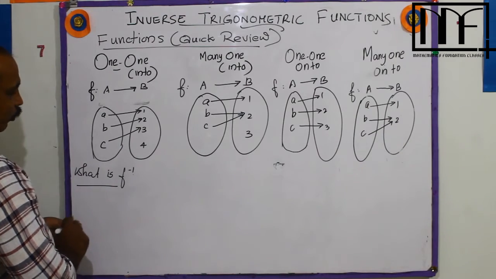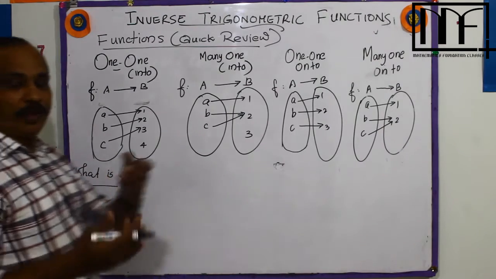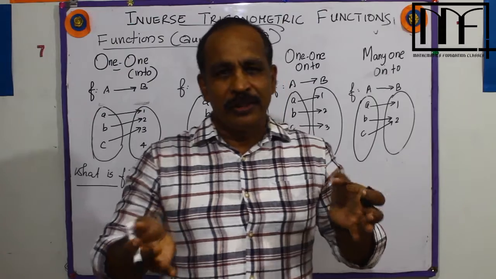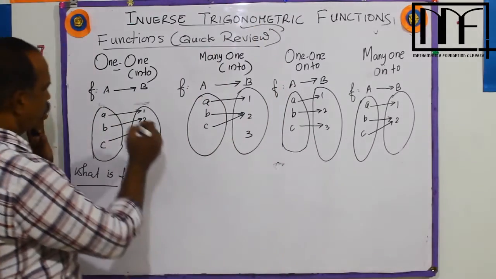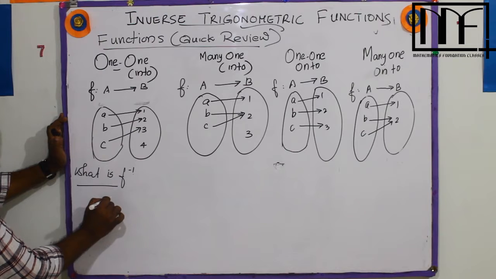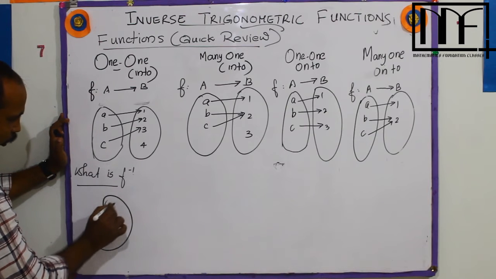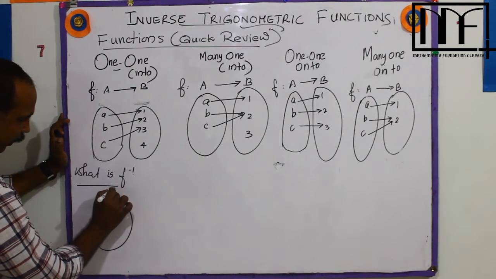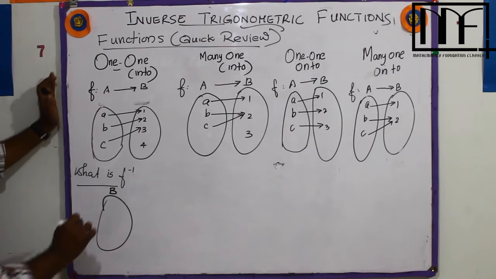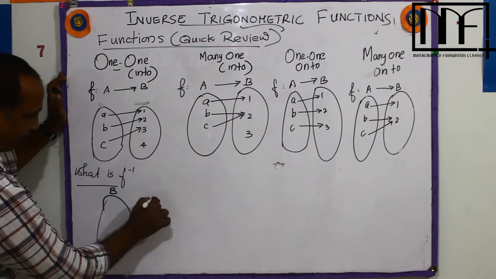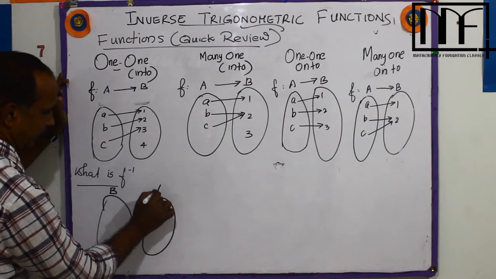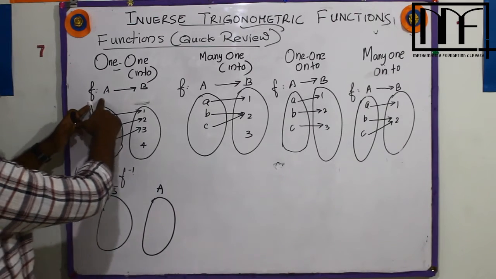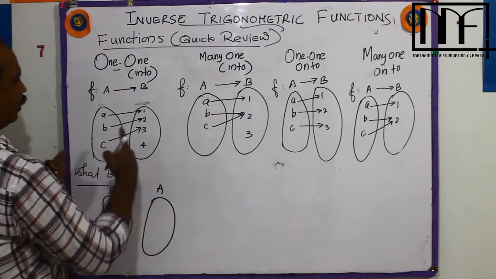So if you find out the inverse, how do we find out the inverse function? We just switch the domain and codomain. Therefore, in order to find the inverse function, the domain B will be the domain of the inverse function, and the domain A of the function f will become the codomain here. Once again, in the function from A to B, A is the domain and B is the codomain.